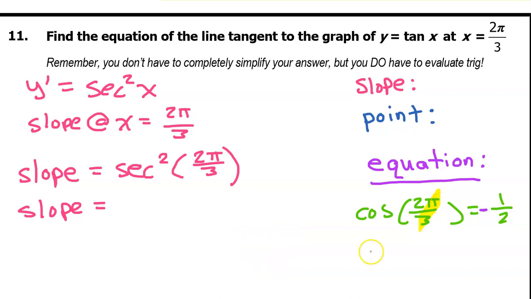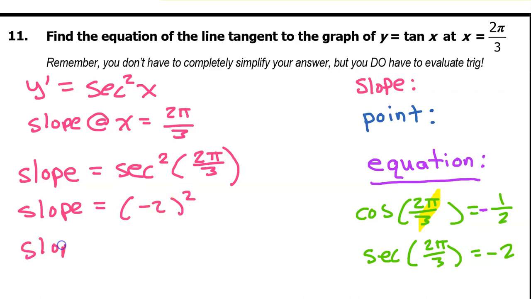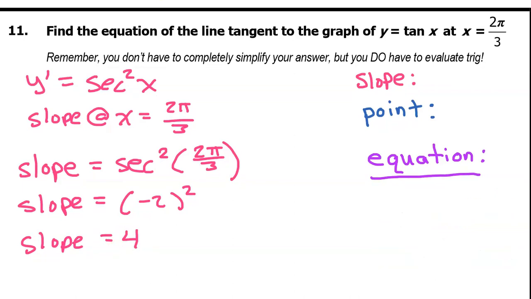But we know secant is the reciprocal of cosine. So the secant of 2 pi over 3 is negative 2. It's just the reciprocal of negative 1/2. But we need secant squared. So this is going to be negative 2 squared. So therefore the slope will be positive 4. So that was the first thing I needed to find. So I have the slope is 4.